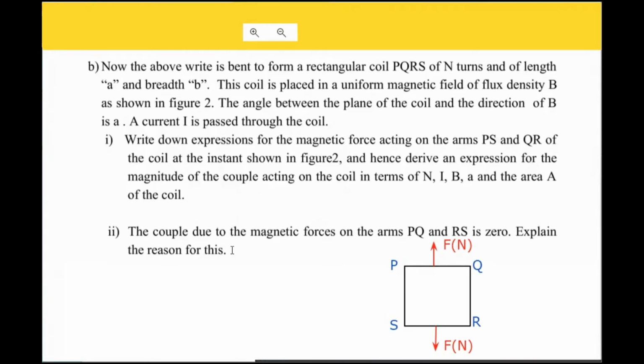As they are acting along the same straight line, comma, the couple here becomes zero. As they are acting along the same straight line, comma, the couple becomes zero, even the resultant force is zero.